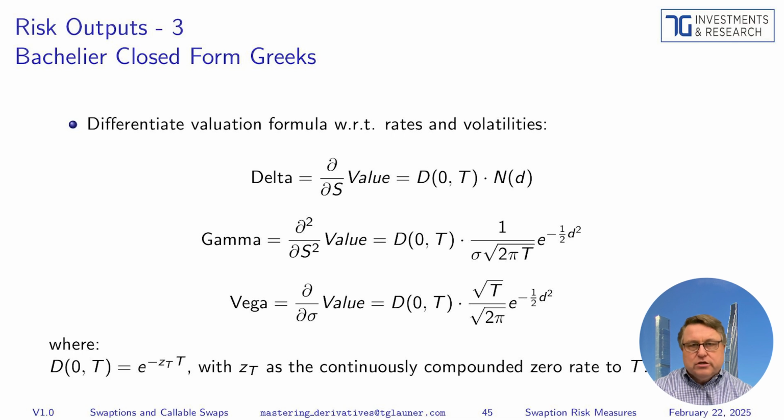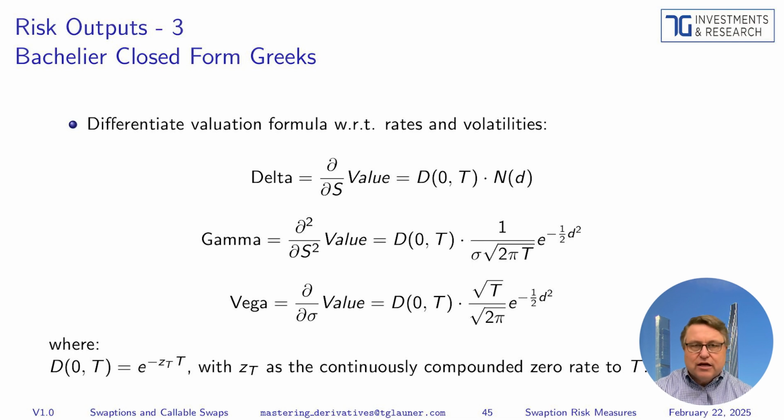We have differentiated the Bachelier formula with respect to several variables to illustrate the formulas to calculate closed-form Greeks. Delta measures how sensitive the swaption price is to changes in the underlying swap rate. Differentiating the valuation formula with respect to S gives us D0T times the normal distribution function of D. D was defined two slides earlier.